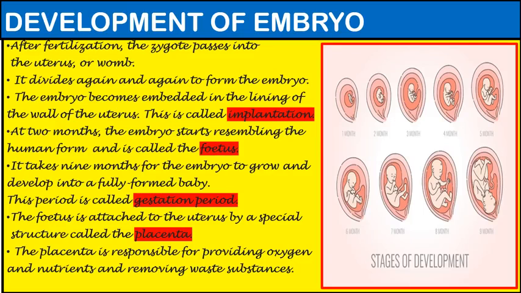The fetus is attached to the uterus by a special structure called the placenta. The placenta is responsible for providing oxygen and nutrients and removing waste materials. Woman with embryo attached to uterine wall is called pregnant and this condition is called pregnancy. The development and growth of fetus is completed by the end of 280 days and mother gives birth to a baby. The act of giving birth to a baby is called parturition.